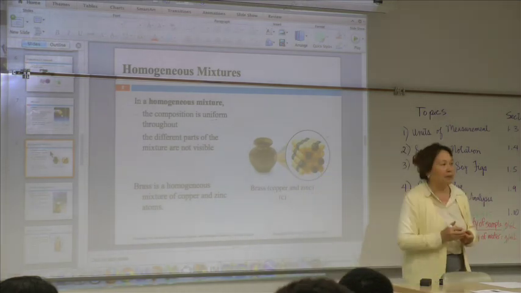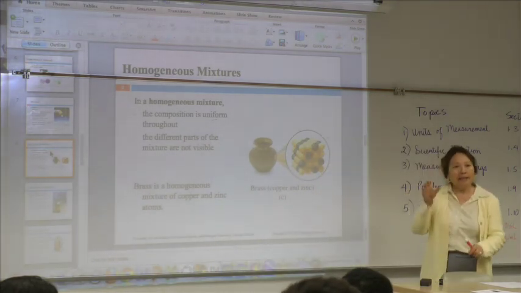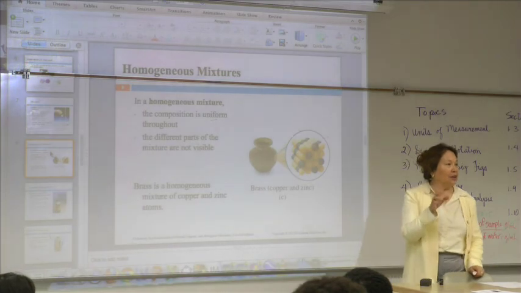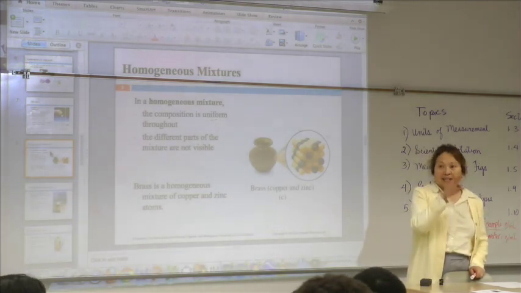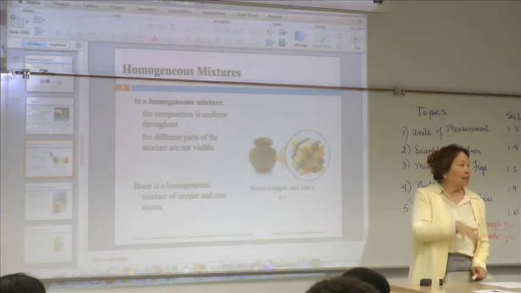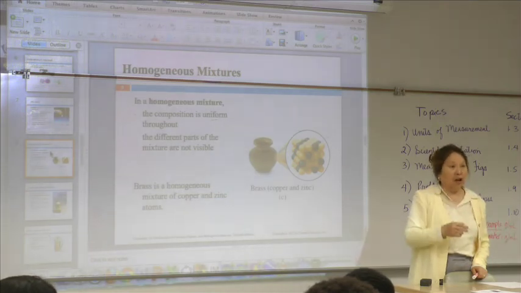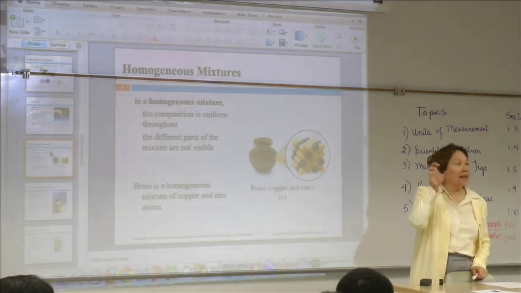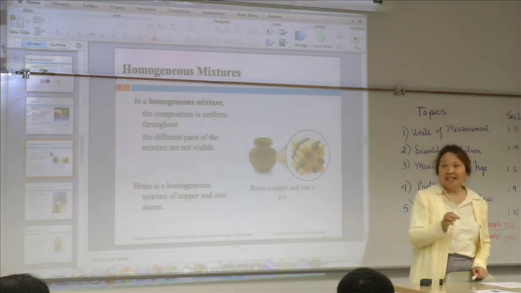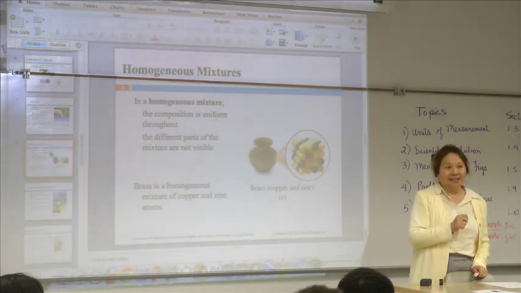Brass is a homogeneous mixture, but then seawater or salt water or sugar water, because you just see it looks like one clear homogeneous solution. But then when you have milk, milk has particles and solids, so it's heterogeneous, right?